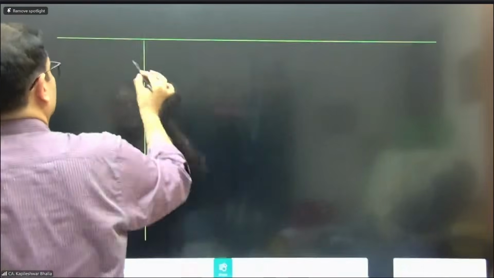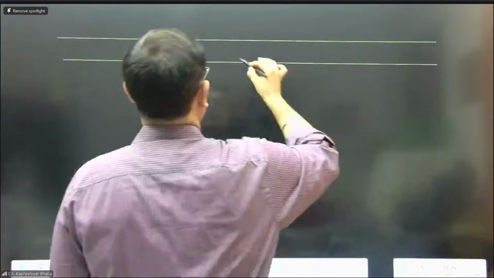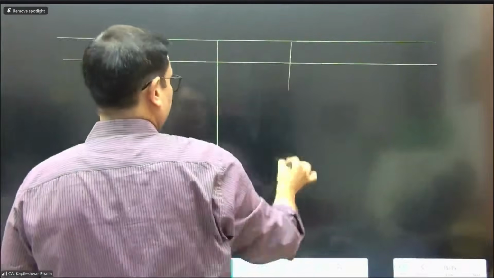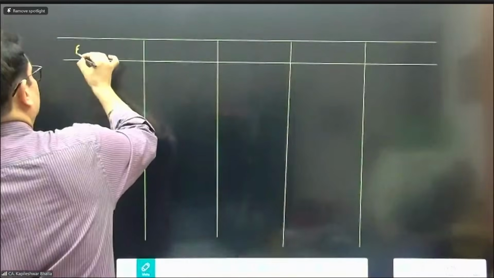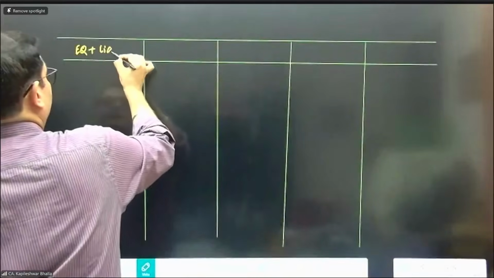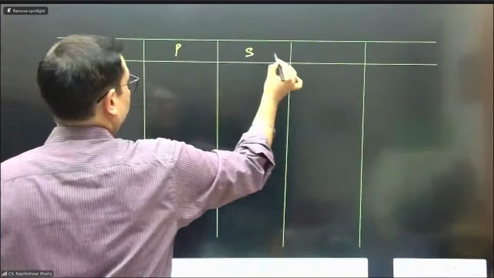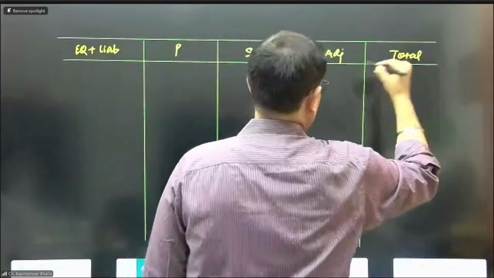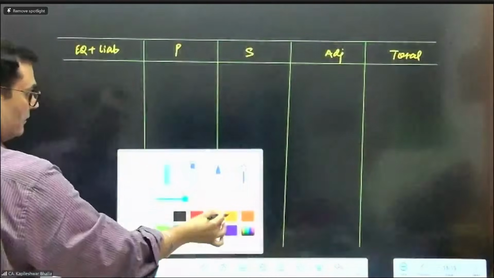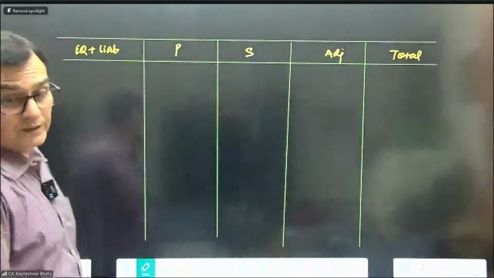So this is particulars, then the parent and the subsidiary and the adjustments and the total. So this is the equity and liabilities, parent, subsidiary, adjustments, and the total. Okay, so let's proceed with the equity and the liability section.